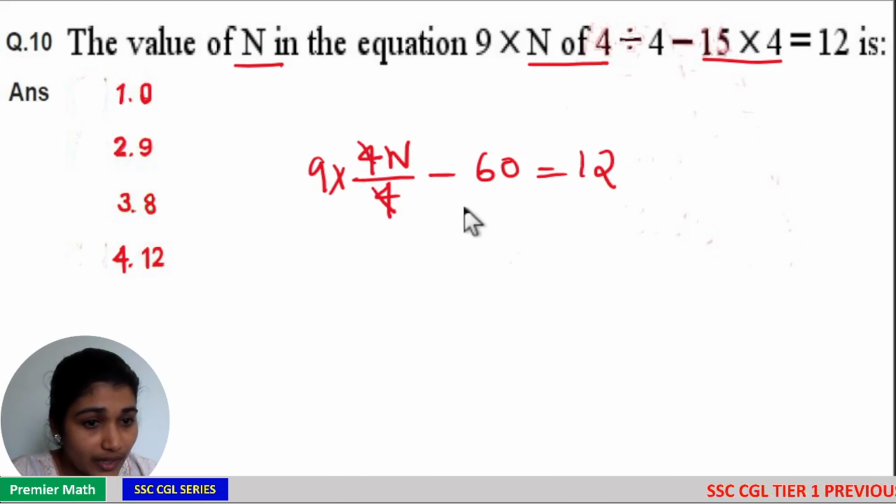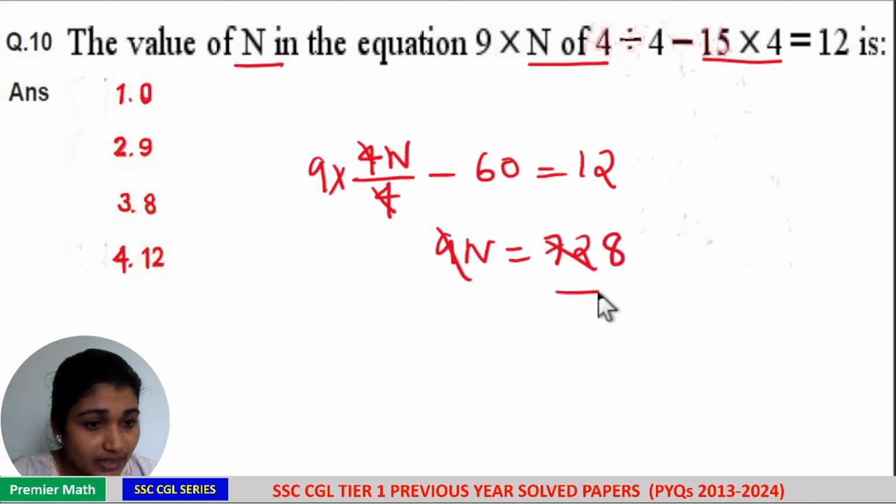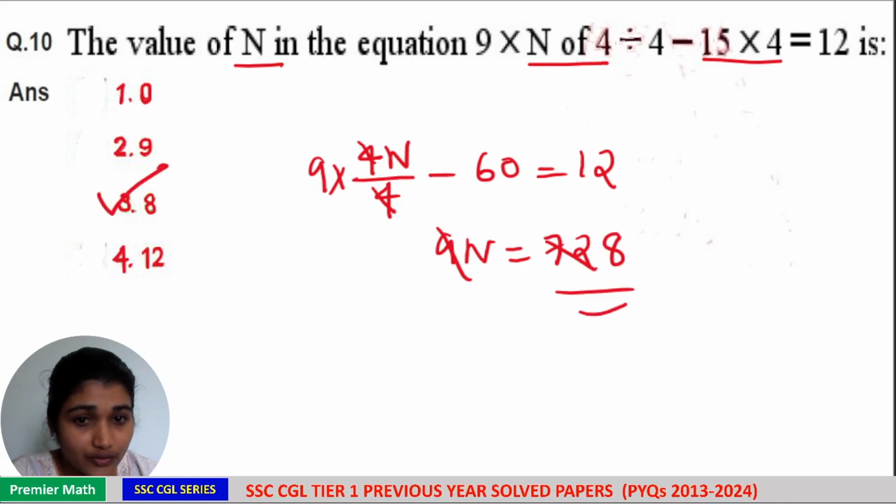Now 4 and 4 cancel. 9n is equal to 72. Then n is equal to 8. Option 3 is your answer.